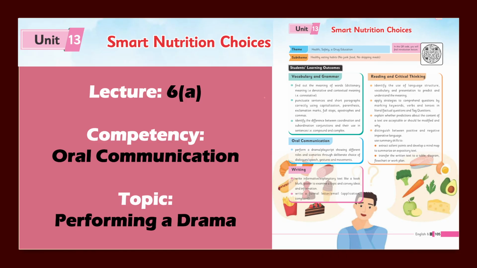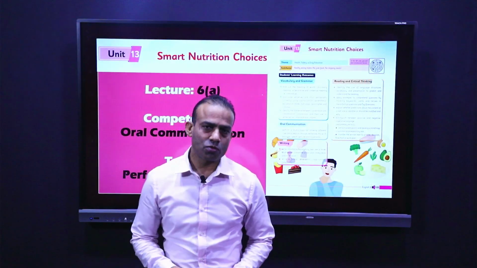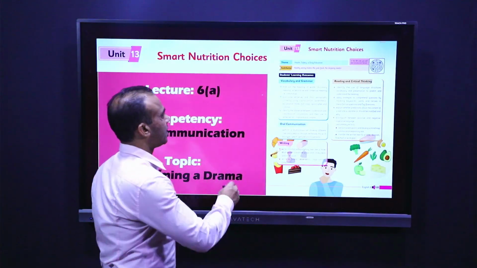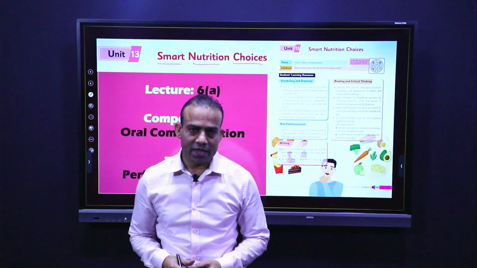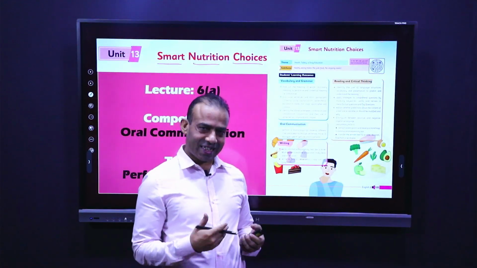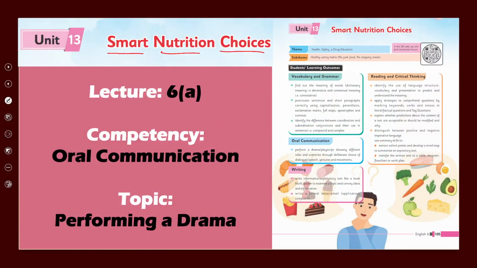Our today's lecture is about unit number 13, that is smart nutrition choices. This is our today's unit. Let's start. Lecture number 6. Competency is oral communication. Topic is performing a drama.